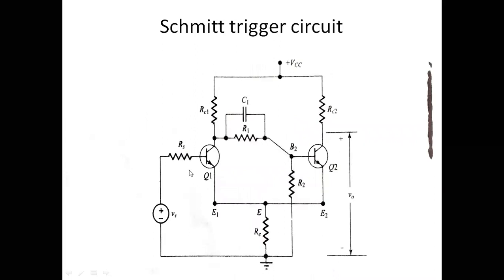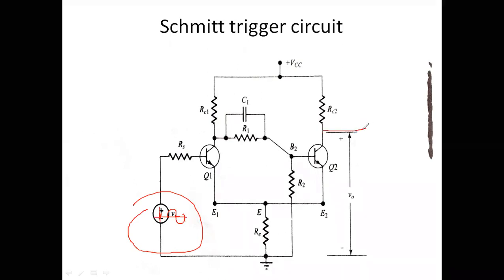And for the base of the first transistor, we are going to provide an input signal. It may not be a DC, it is an AC, a sinusoidal signal. A sinusoidal signal we are going to apply at the input of your first transistor, and this is your output.